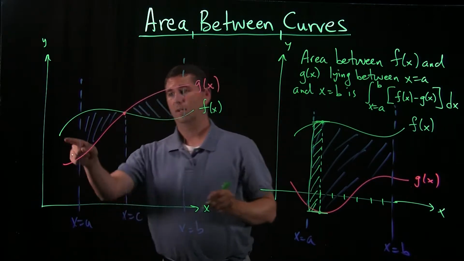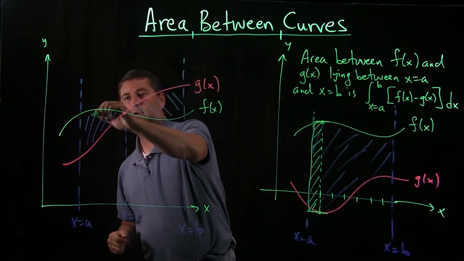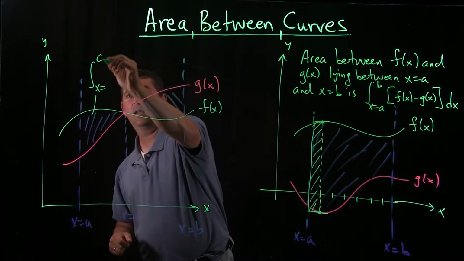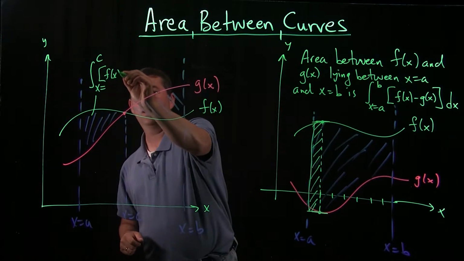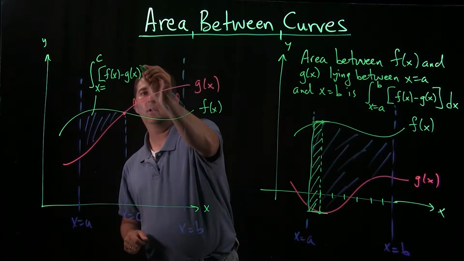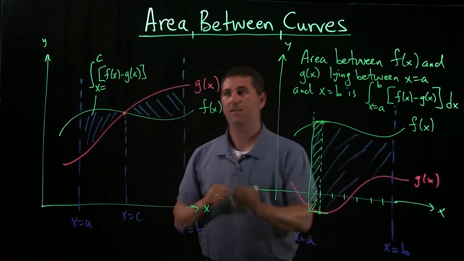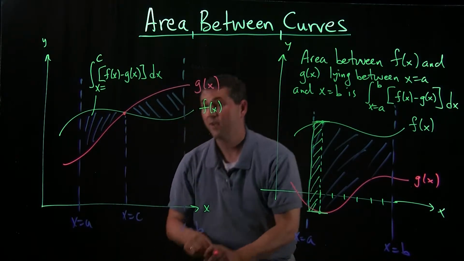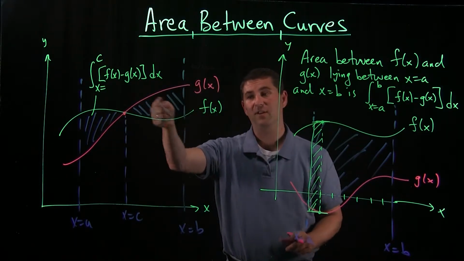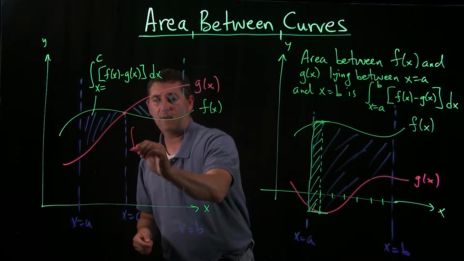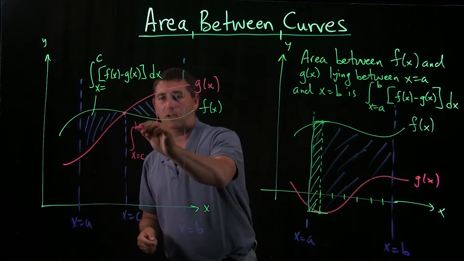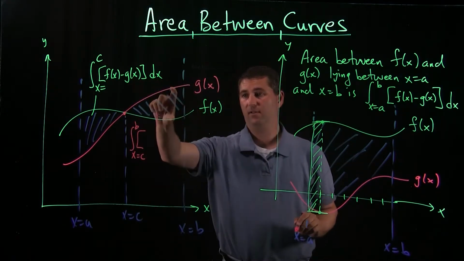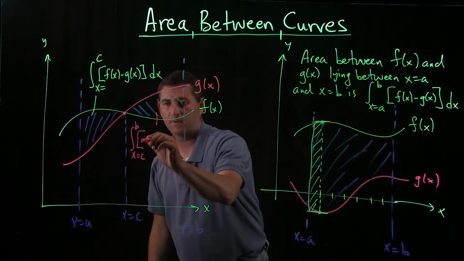In this region, it's the f of x which is on top. And so the area would equal the integral from a to c. And since f is the bigger function, the height of an arbitrary rectangle will look like f of x minus g of x. And then I multiply by dx. But when I move on to this region, now the g of x is on top. And so when I write down the area, I'll start at c and I'll end at b. But now I need to do g of x minus f of x, since that'll give me the height of a rectangle.